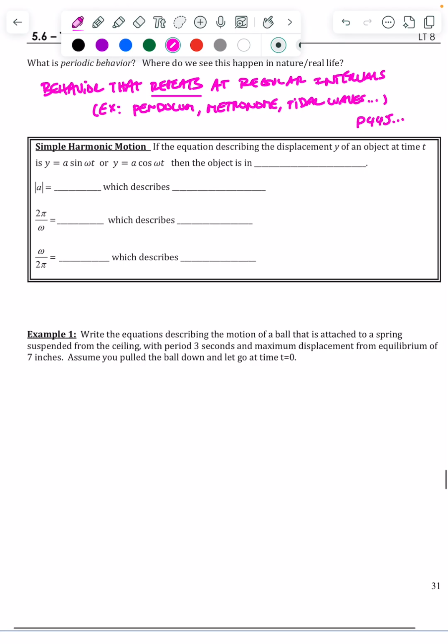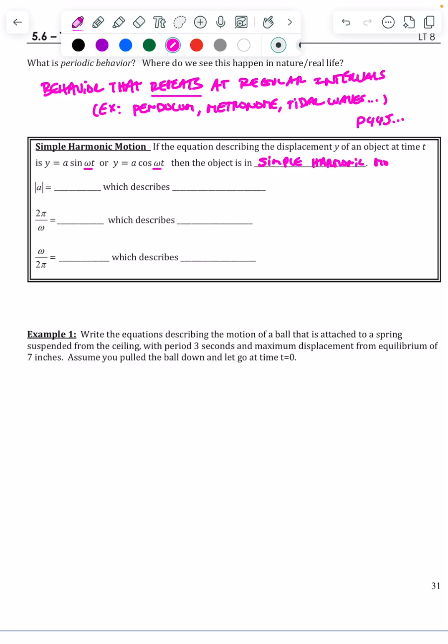So with this, we're going to get to the idea of simple harmonic motion. It says if the equation describing the displacement y of an object at time t is y equals a sine of omega t, or y equals a cosine of omega t, then the object is in simple harmonic motion. That's how simple harmonic motion is defined.